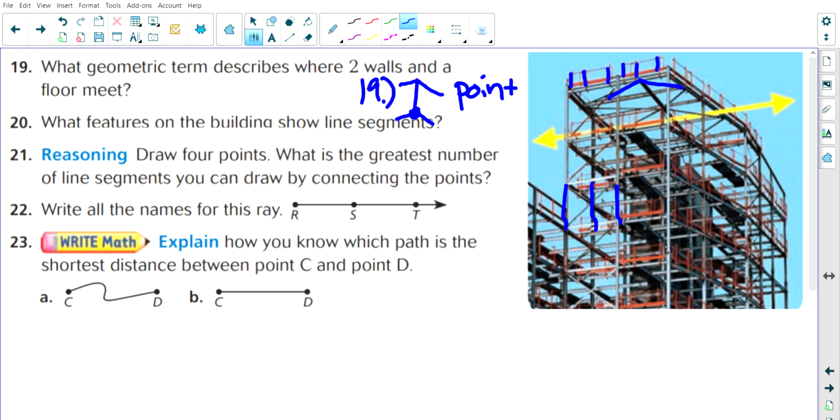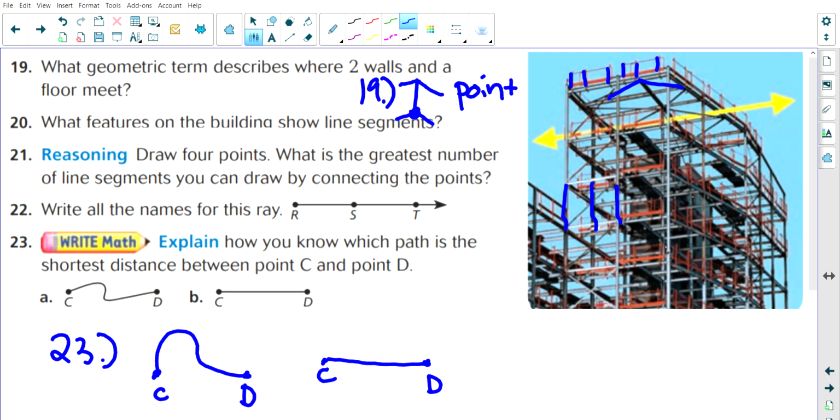All right, we're going to skip down to number 23. It says, explain how you know which path is the shortest distance between C and D. So let's go ahead and copy these down. This is number 23. So we have one line that has C and D and it's curvy. And then we have another one that's C and D and it's straight across. So which one would be the shortest path? The first one that's curvy or the second one that's a straight line?